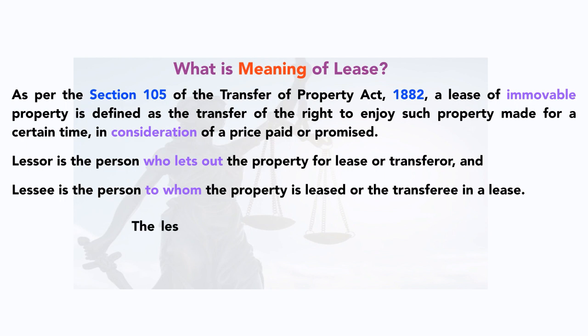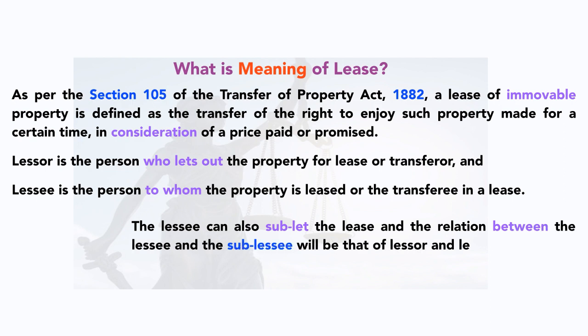The lessee can also sublet the lease, and the relation between the lessee and the sublessee will be that of lessor and lessee. What this point is basically saying is, suppose you have taken certain property on lease, and after that, with the consent of the real owner of that property, not on your own, you again lease out that property to someone else. In that condition, you are now the lessor, because you are temporarily the owner of that property and you are leasing it out to someone else. He is the lessee and you are the lessor, but the real owner is of course someone else. That is the concept of sublet.